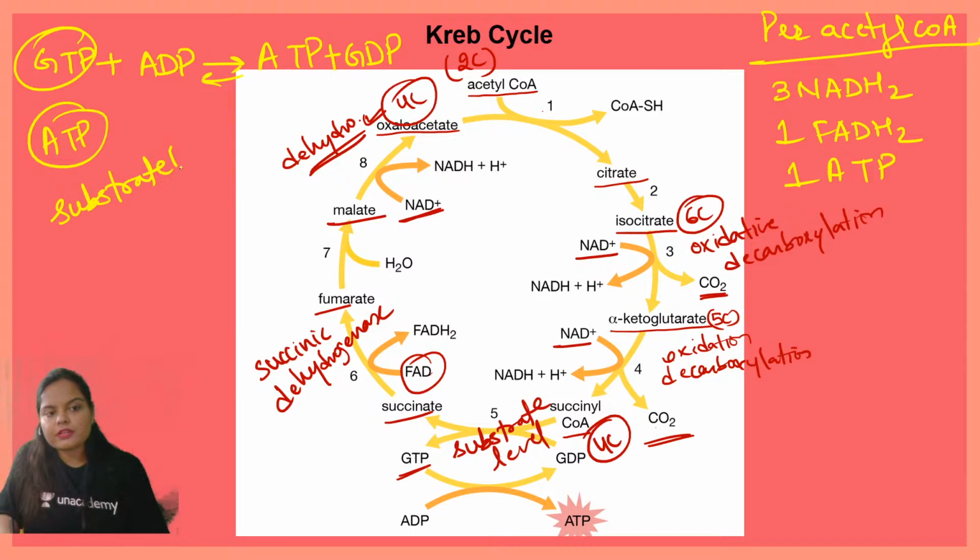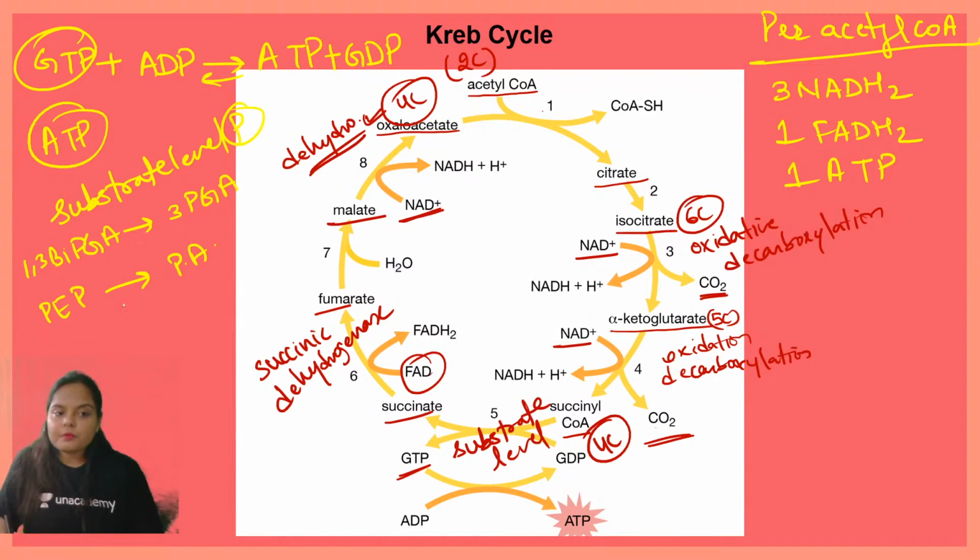Remember substrate level phosphorylation in the process of glycolysis when 1,3-bi-PGA was getting converted into 3-PGA. Remember, right? And another time was when the phosphoenol pyruvate was getting converted into pyruvic acid. In both these reactions, substrate level phosphorylation was taking place and ATP was produced. Right? And the third reaction is this one, when the succinyl coenzyme A is getting converted into succinate. So these are the 3 reactions in the process of respiration where substrate level phosphorylation is taking place.